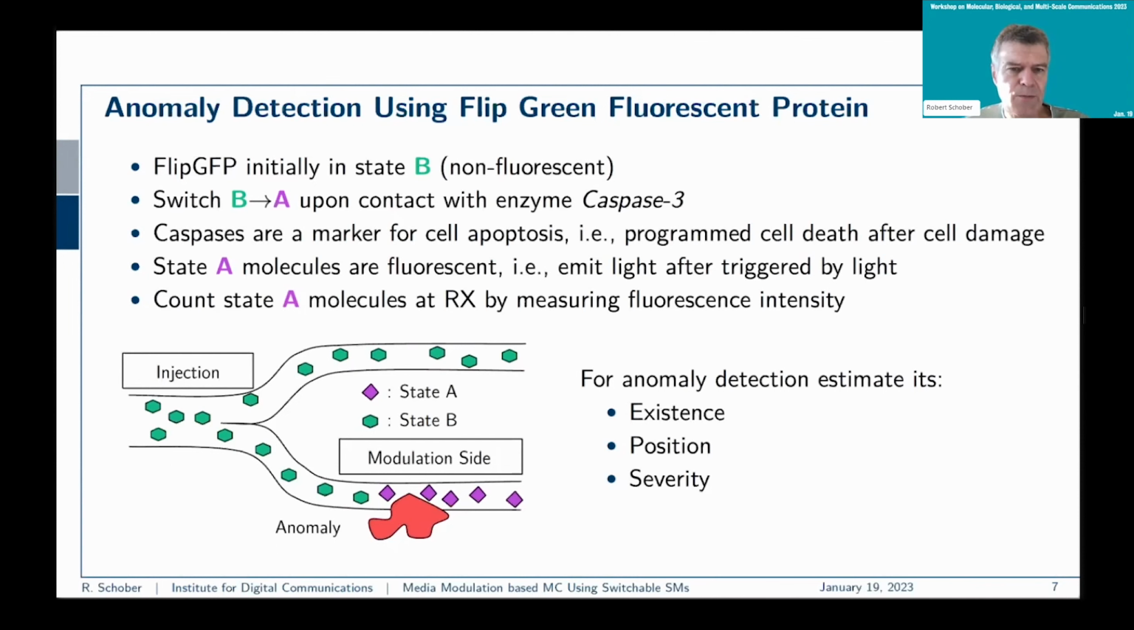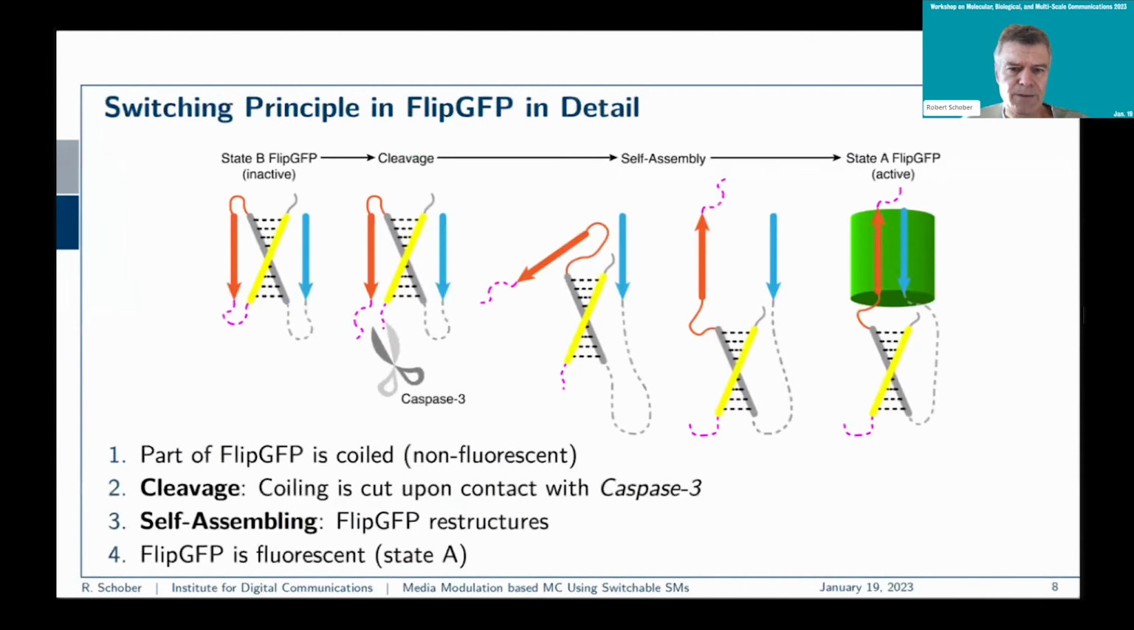So we inject these FlipGFP molecules somewhere in the cardiovascular system. They travel in our system. And then if they encounter cancer cells or these caspases, they are converted to the state A, the fluorescent state. And at a different point in the body, we can observe these signaling molecules again and then decide whether they have been switched, which is an indicator for these caspases, or not.